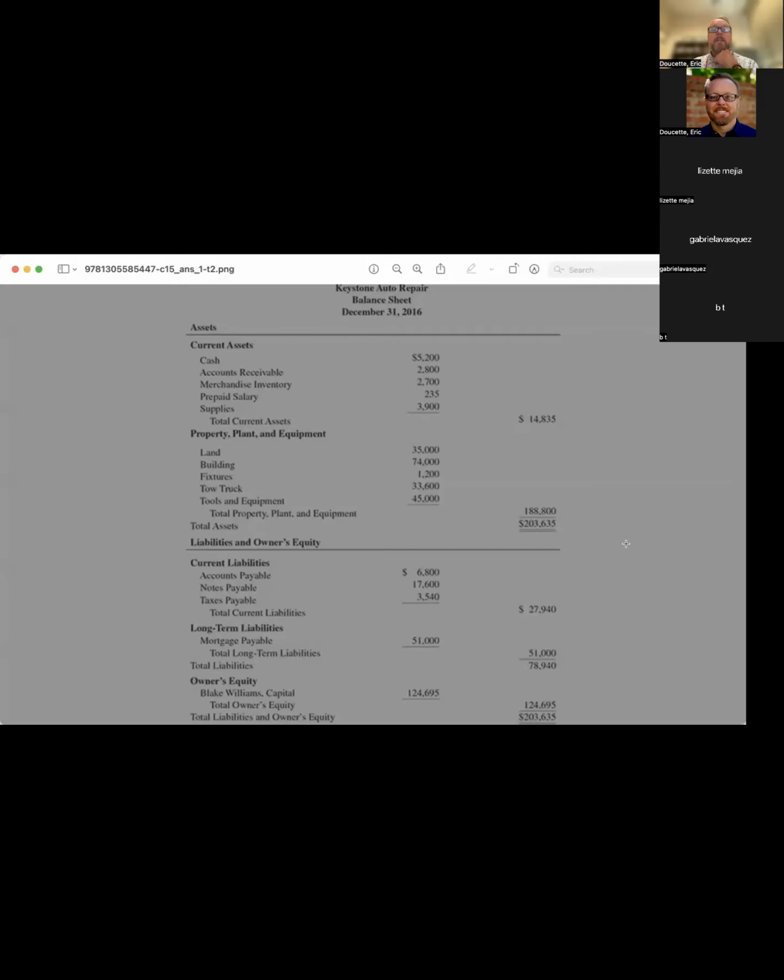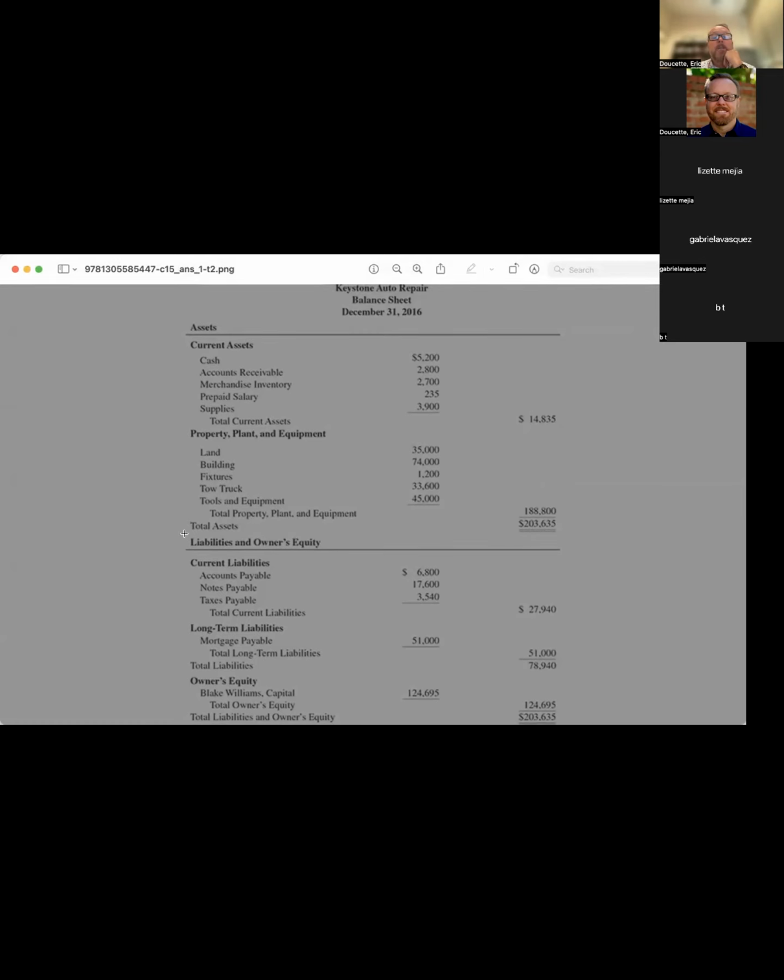All right. So here it is. Here's the way it should have been written out compared to what I did. Current assets, so you have cash, you have everything here. Total current assets was 14,835, which is what I had there. And then you have your plant, property, equipment. I listed all those. Total on that was 188,800. Total of 203,635 for my total assets.